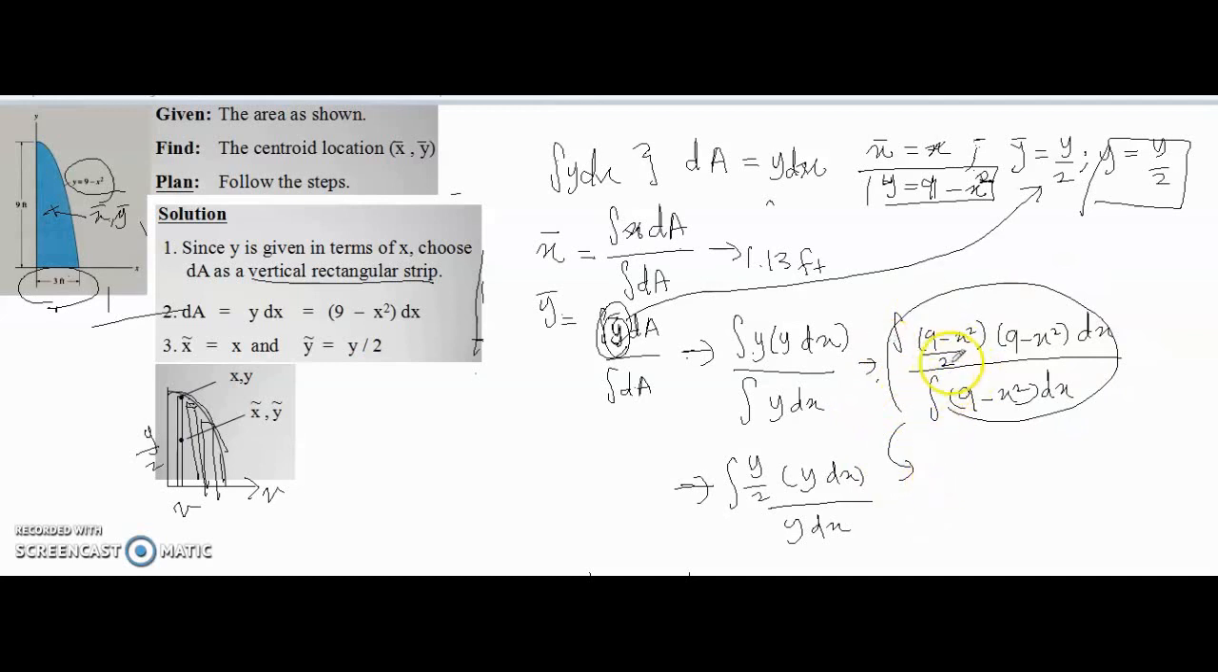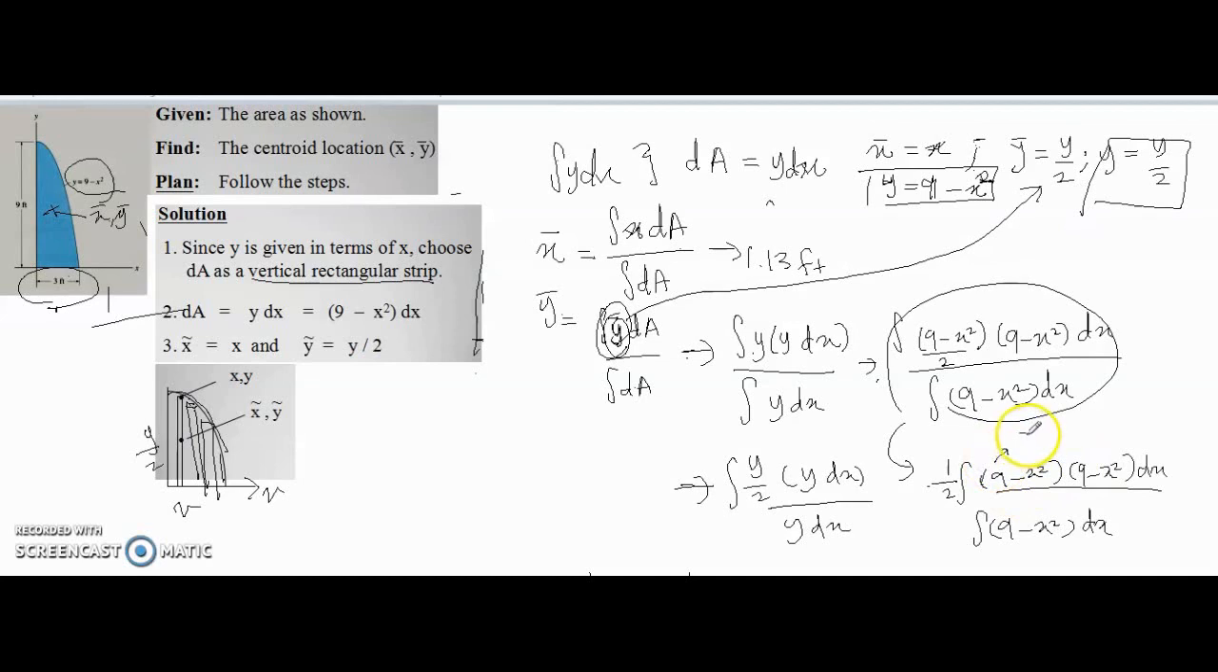Any numbers we can put outside the integration, so it becomes 1 over 2. Okay, integration of 9 minus x squared dx. Okay, integration of 9 minus x squared dx. And then expand the equation first.